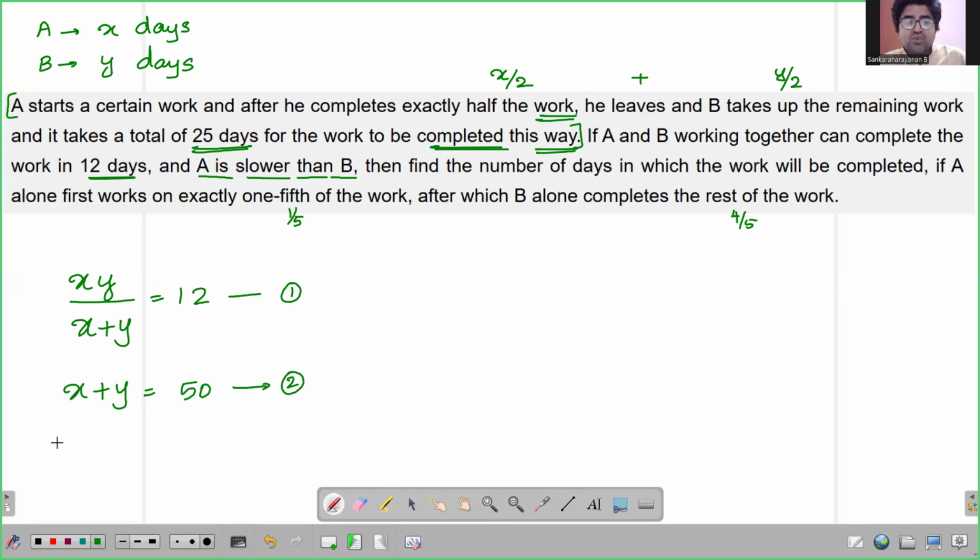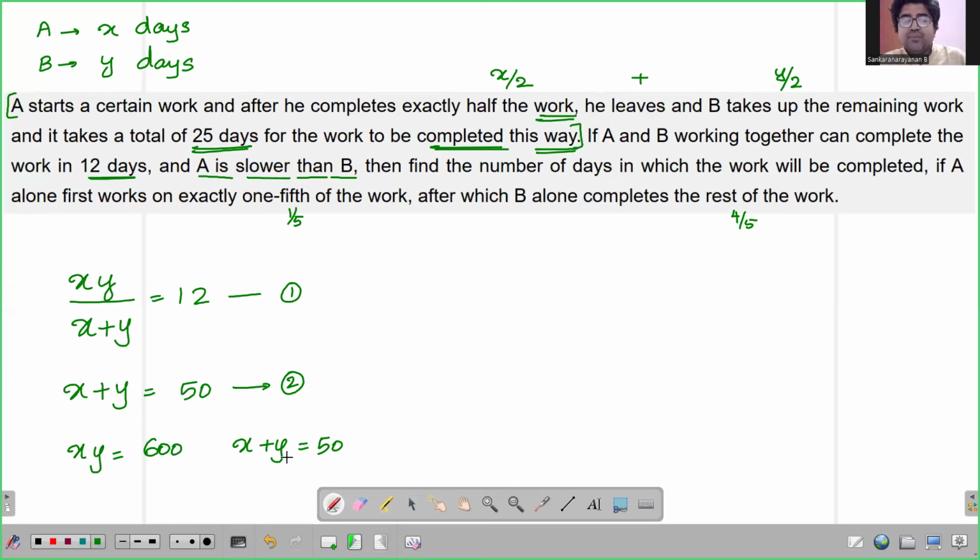So from these two, can I not see that XY is equal to 12 into 50, that is equal to 600. And this helps me. XY is equal to 600. X plus Y is equal to 50.